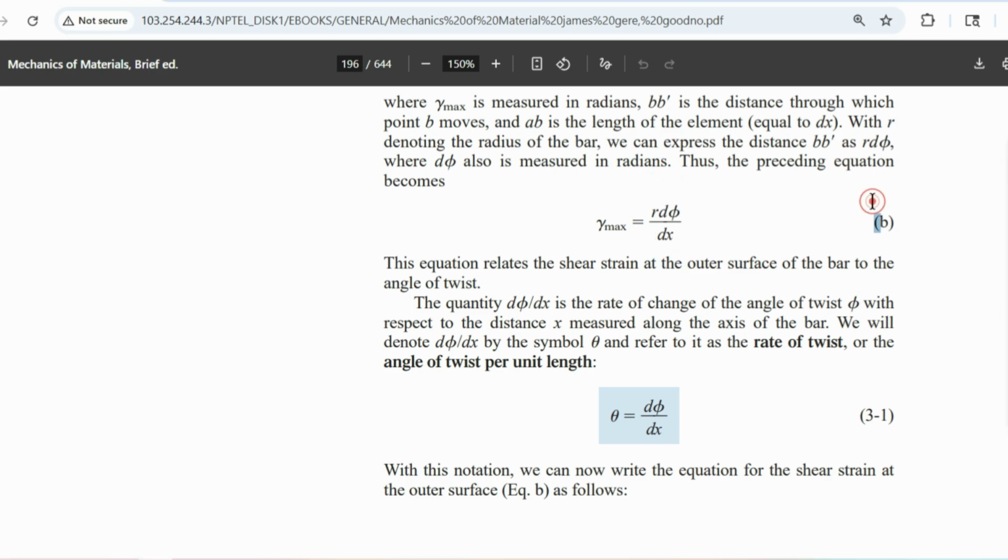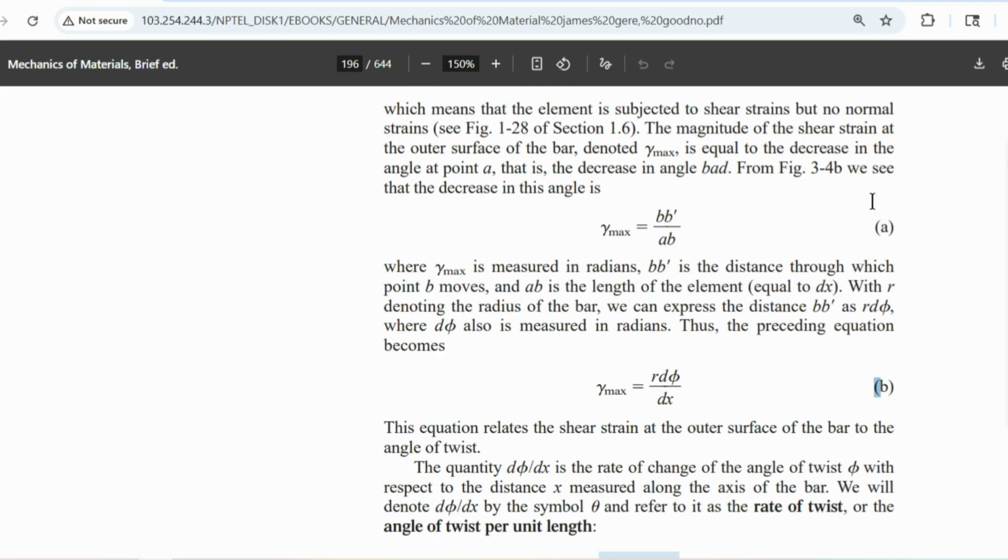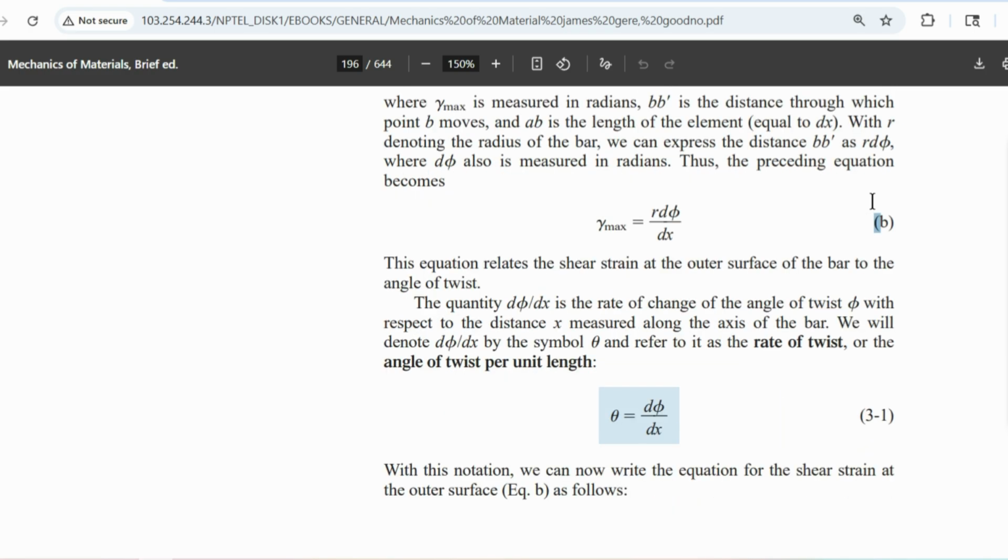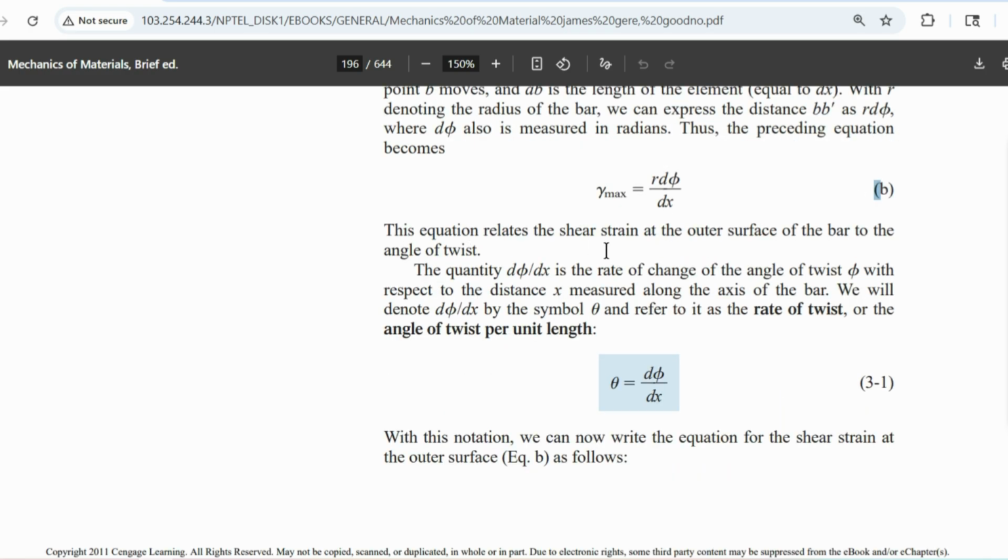Even when you say it correctly, it doesn't register that you're learning anything. Damn it. All right, so this equation relates the shear strain at the outer surface of the bar to the angle of twist. The quantity d phi dx is the rate of change of the angle of twist. And so, yeah, there you go.